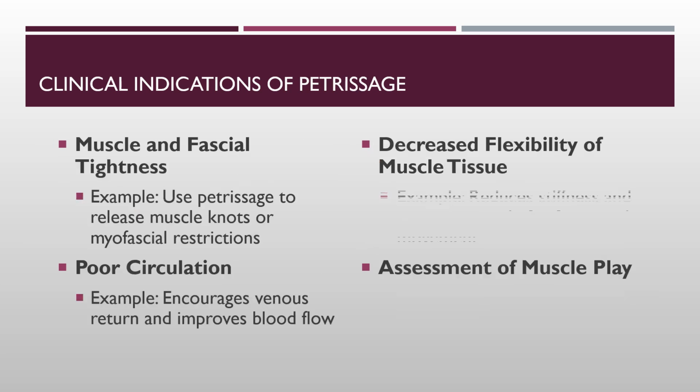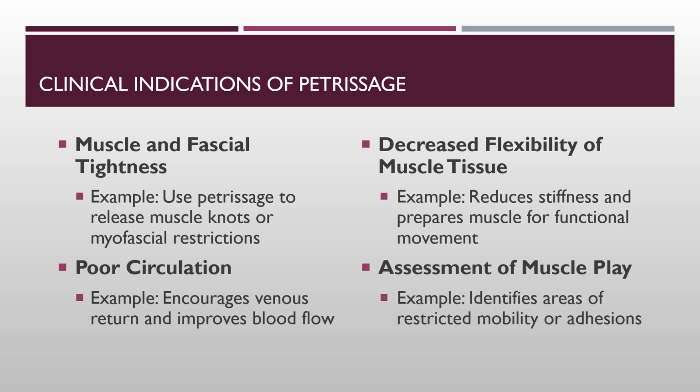So moving on to petrissage and indications for this. If we have muscle and fascial tightness, we can use petrissage to help release any of those knots that you might find, typically in the upper trap region or in the quadriceps. We can also help to improve circulation with this petrissage technique. This encourages venous return and improves blood flow, starting more distally and moving more proximally, again kind of like what we saw with effleurage.